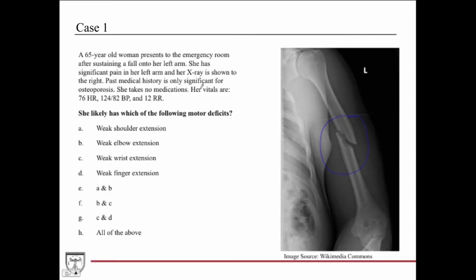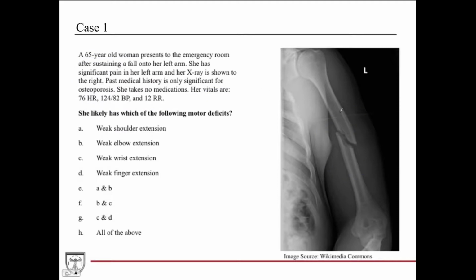Her past medical history is only significant for osteoporosis. That's not surprising given her age, but that would also make her more susceptible to developing fractures with falls. She doesn't take any medication, so she's either a relatively healthy person at 65 years old or she never goes to the doctor. Her vitals are normal: normal heart rate, normal blood pressure, normal respirations. So she's stable according to her vitals.